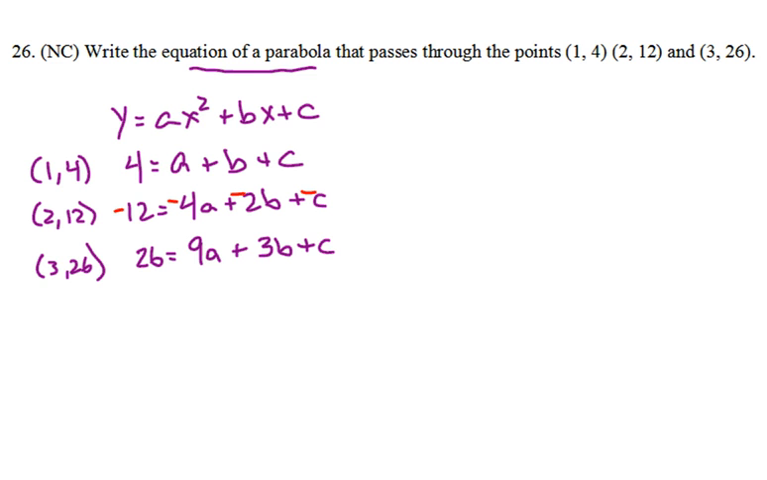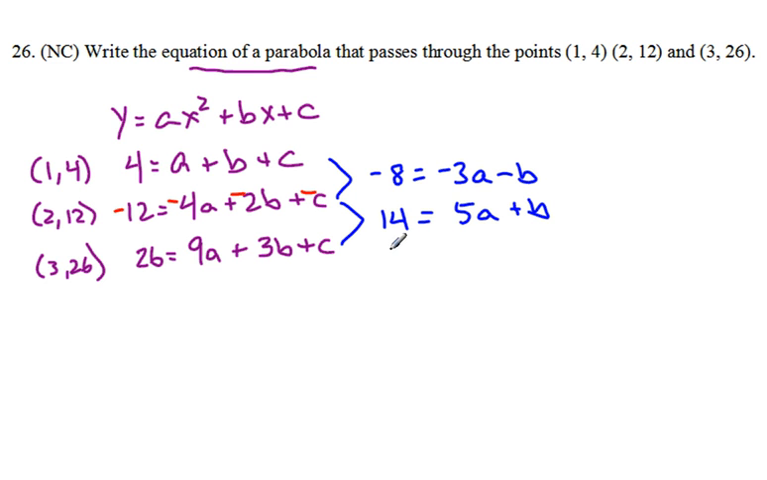So let's give this a go. So in my next step, I'm going to take these 2 rows and I'm going to add them. So when I add, I get 4 and -12 is -8. A and -4a is -3a. B and -2b is -b. And c minus c is 0. Now do the same thing here. I have a -12 and 26, which is 14. 9a and -4a is 5a. And here 3b and -2b is b.